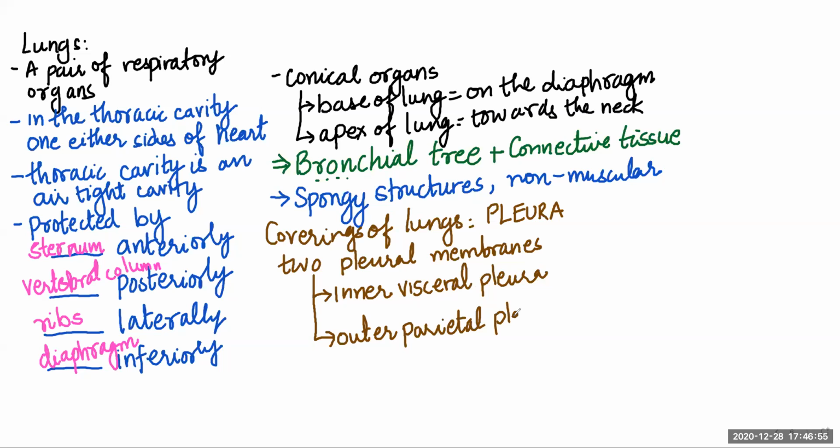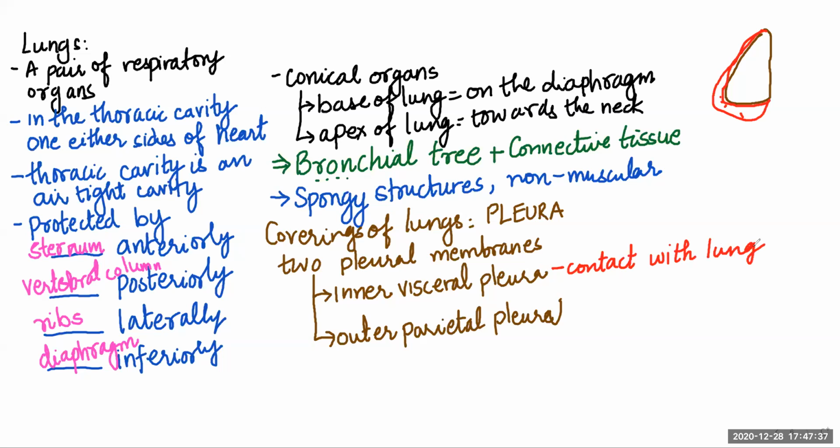Now tell me kids, which one out of these will be attached to the lungs? Inner visceral or outer parietal? It is logical: if this is the lung and it has two pleural membranes, one will be stuck on it and one will not be, and there is a gap between the two. So the inner visceral layer is in contact with the lung tissue, and the outer parietal pleura is in contact with the thoracic cavity, that is, with the bones.